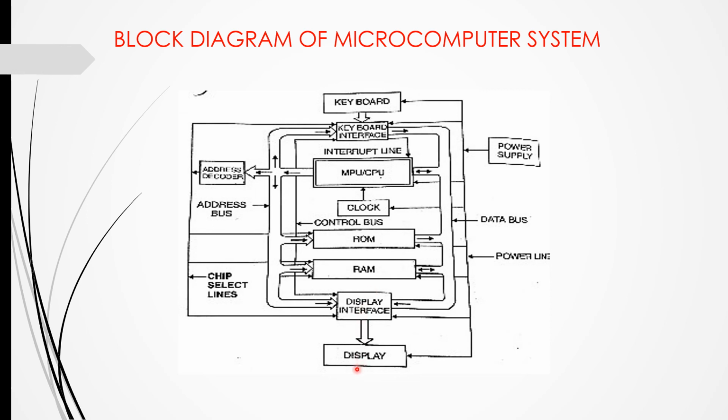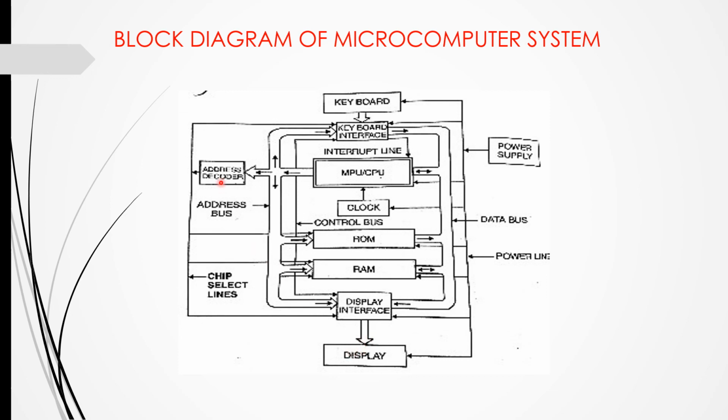Now we will see output device. Here 7-segment display is shown as output device. Output of the system, that is stored data in display interface, are displayed on 7-segment display. Here display interface is used. A special display interface circuit or IC is used to store data and drive the display.